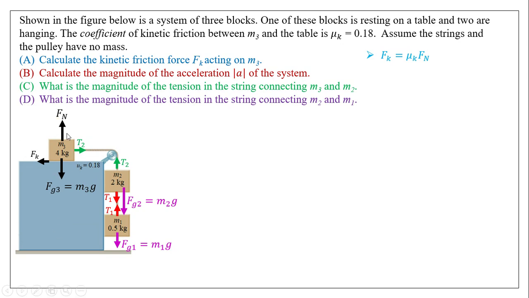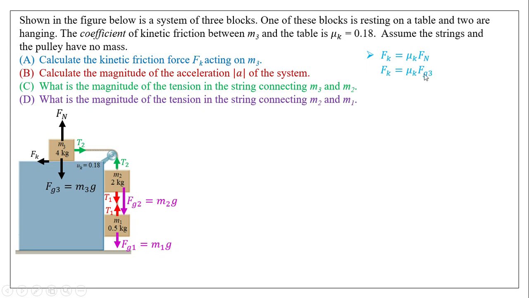So this vector that's pointing up, we call that the force exerted by the table onto the box. And that is going to be called our normal force here, okay? So wherever F of N is, I know F of N is equal to the weight of M3 that's pushing down on the table. So I can do a quick substitution.